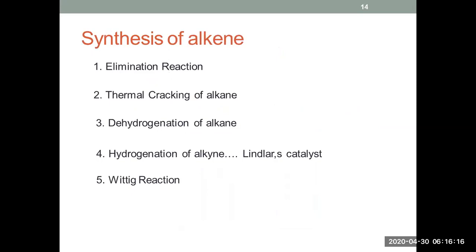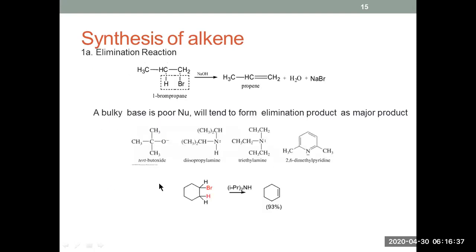Now we will discuss the synthesis of alkene. Alkenes are synthesized by various methods. This is the list of synthetic methods. You can carry out alkene synthesis by elimination reaction, thermal cracking, dehydrogenation, hydrogenation of alkyne, and Wittig reaction. One by one, elimination reaction.